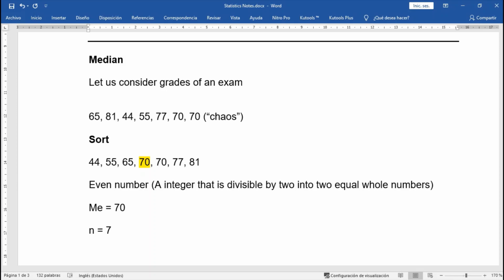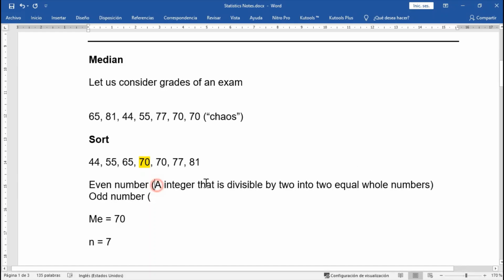In other words, a whole number that has an exact division by 2, an exact half. That means we don't have decimal points or fractions. So for example, 10 divided by 2, the result is 5. 10 is even because 5 is an exact number, it has no decimals. And the other part would be an odd number.